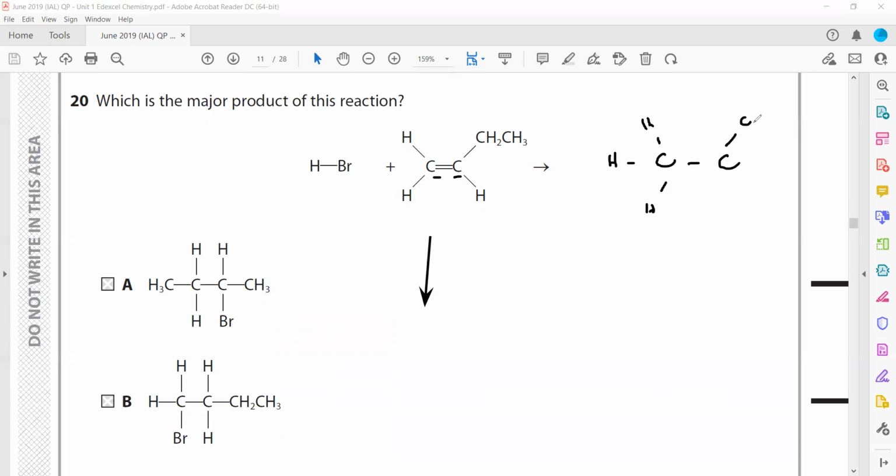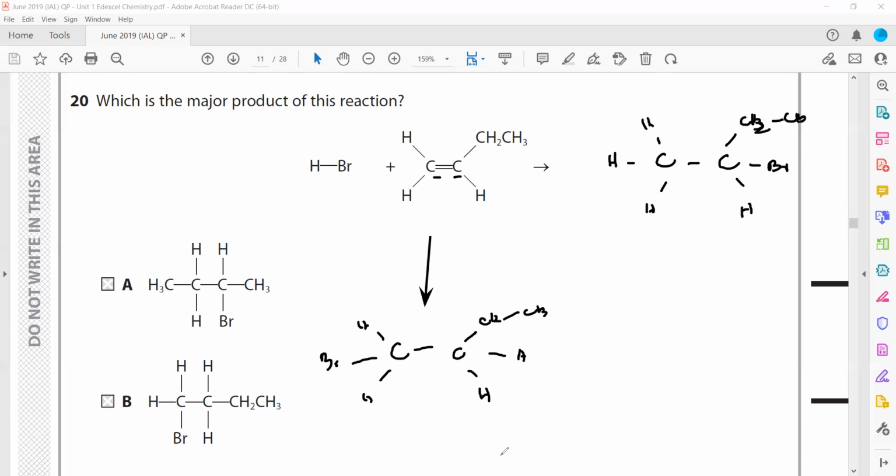The double bond will break. CH2, CH3, and then H and Br. And what will be the minor product? The minor product will be H, Br, CH2, CH3, and H will be there. So this will be the minor product.